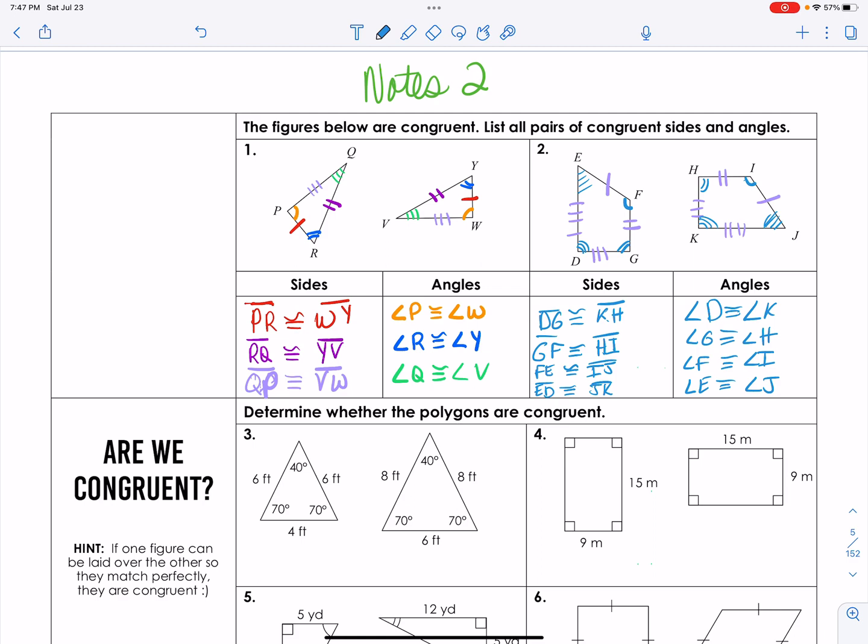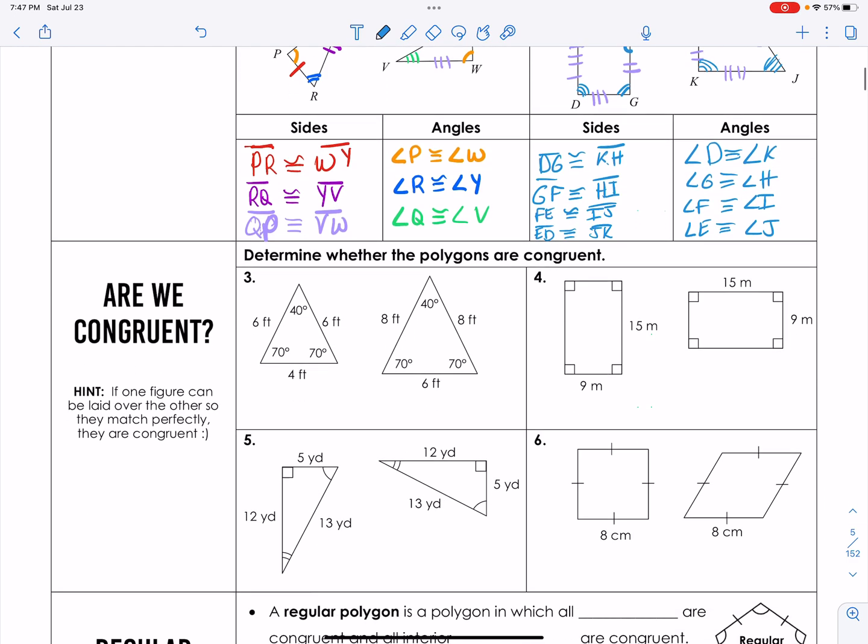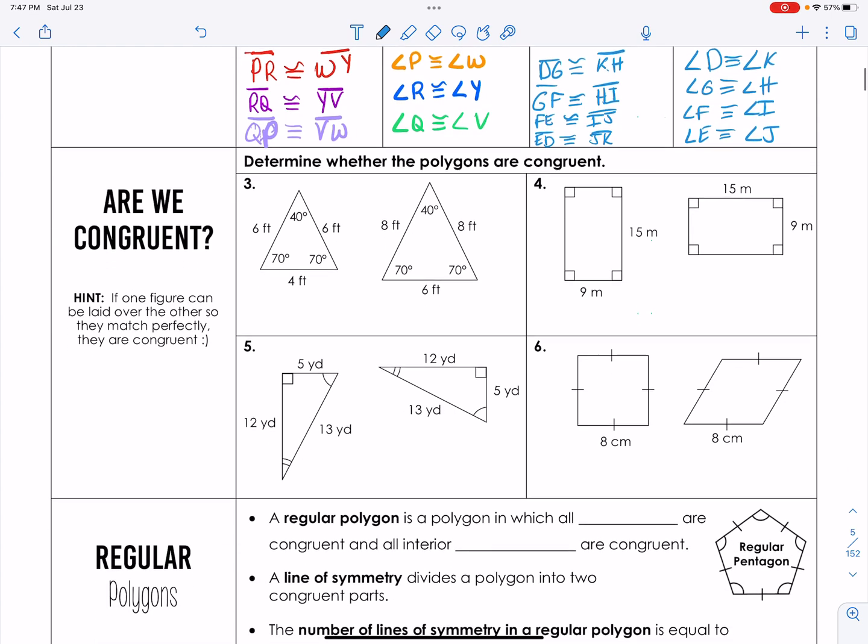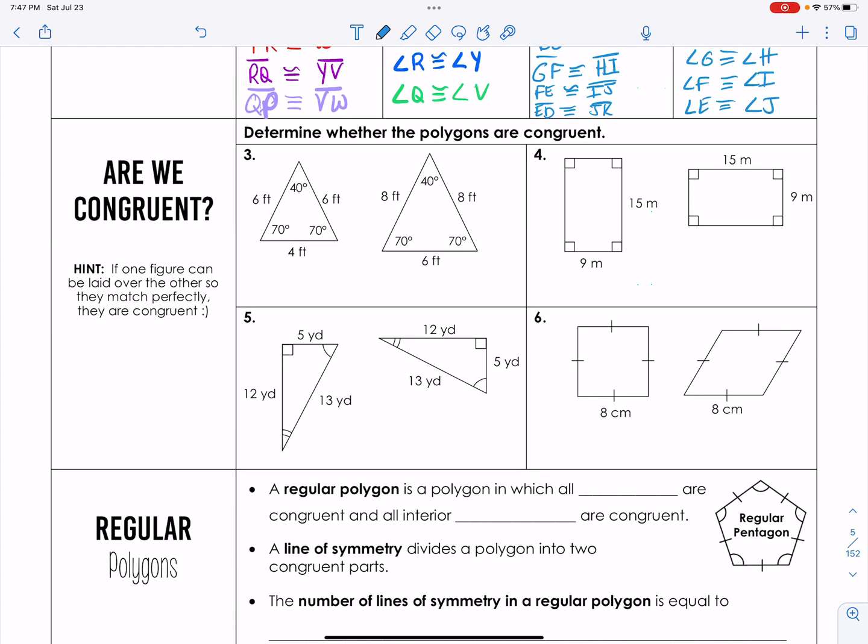Okay, so on the next question, it says, are we congruent? Hint, if one figure can be laid over the other so they match perfectly, they're congruent. So if I look at number 3, my angles are congruent. I have 70, 70, 40, 70, 70, 40, right? But if I look at the sides, between the 70 and 70, this is 4, but this is 6, so that's a no. So all the angles and the sides have to be congruent.